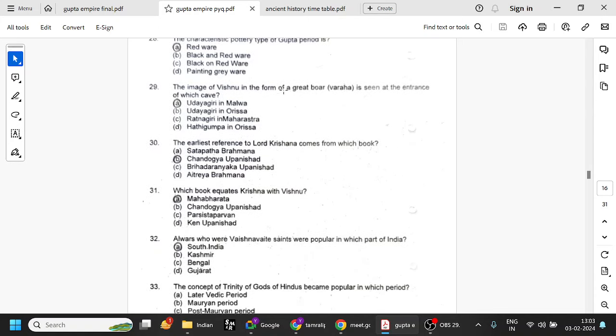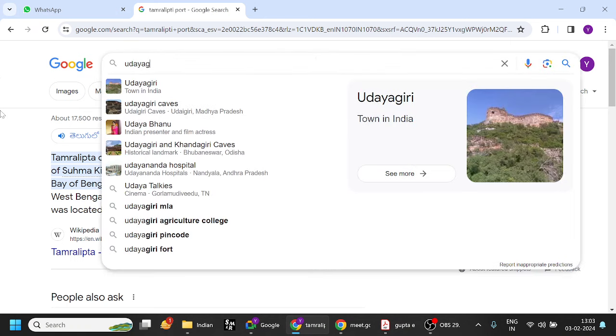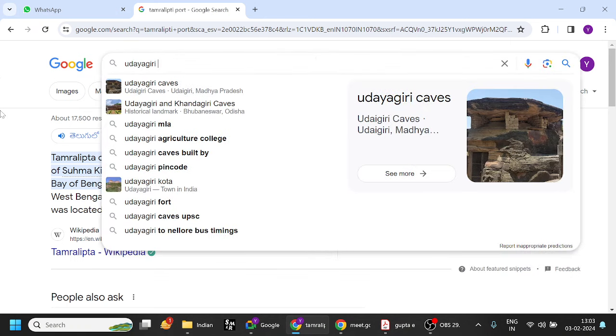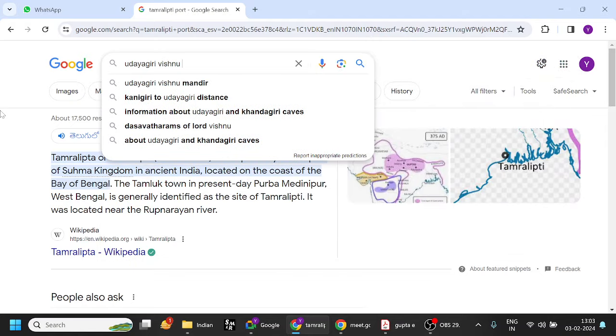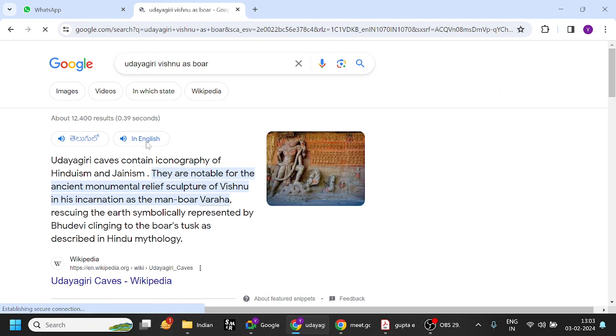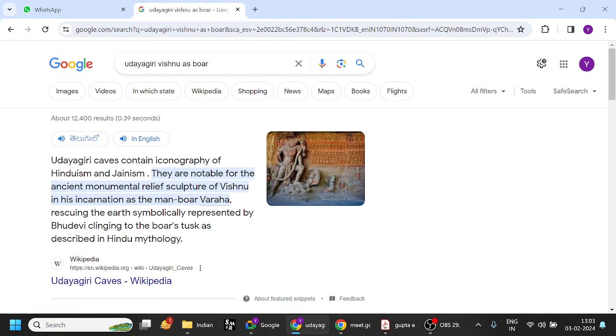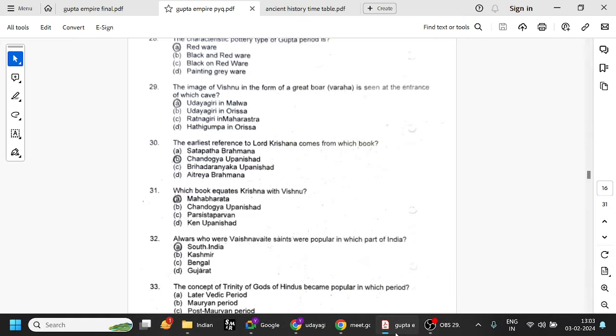The image of Vishnu in the form of a great boar is seen at the entrance of Udayagiri in Malwa. Okay, Udayagiri. If you see the picture, you will remember better. Udayagiri, Vishnu as boar. Okay, like this, Vishnu as a boar. Udayagiri caves, they are very important Gupta art and architecture. Remember the picture, you will be able to remember better.